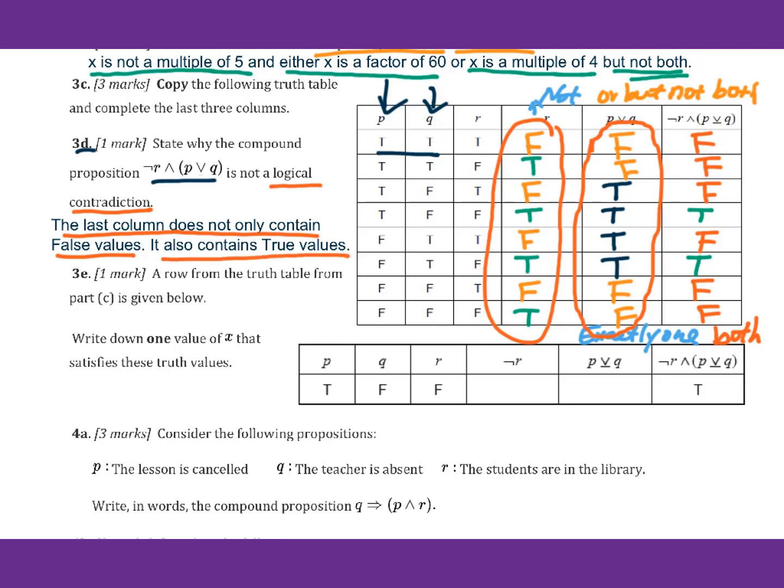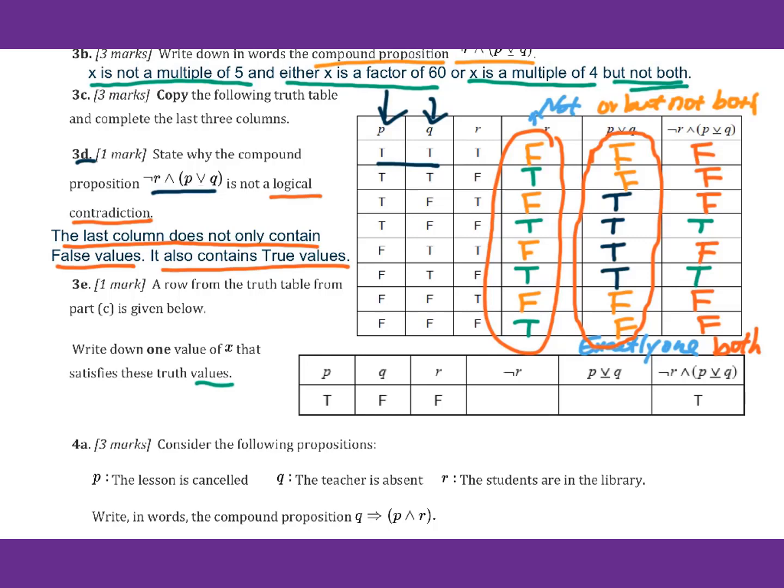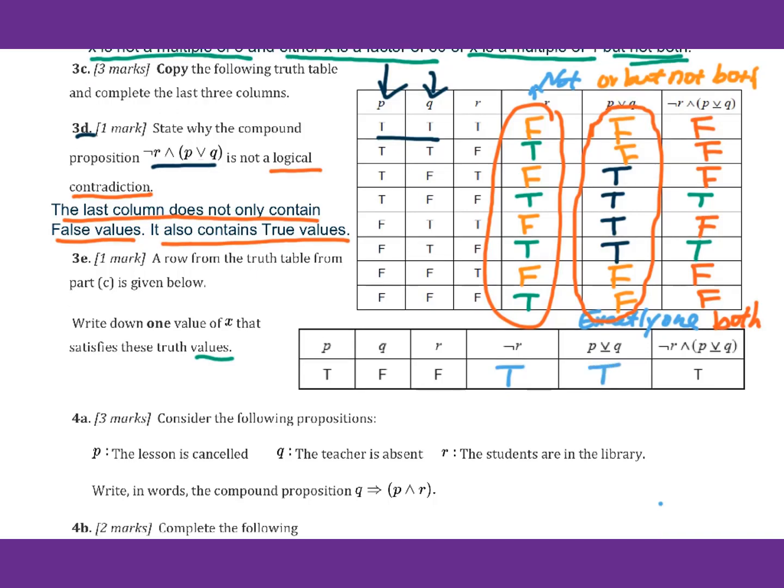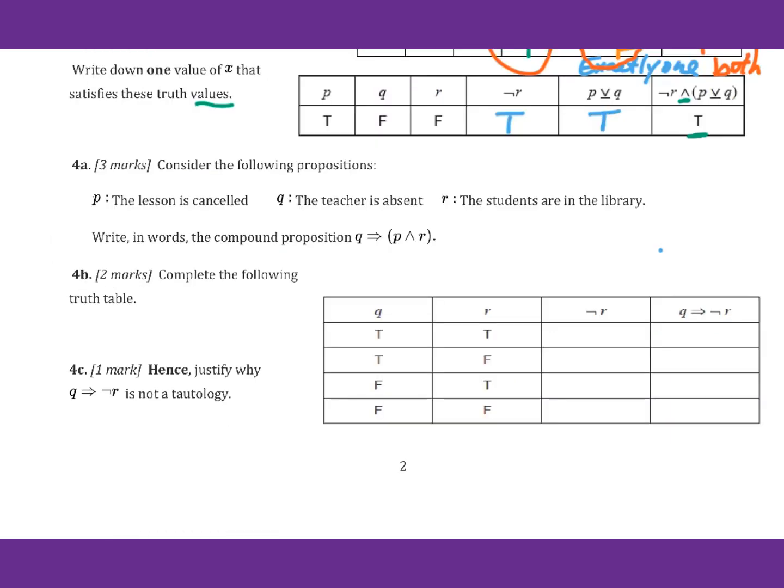For 3E, a row from the truth table from part C is given below. Write down one value of X that satisfies these truth values. Not R will be true. P or Q, but not both, that exactly one will be true. Then for this and, both must be true. Therefore, here's true.